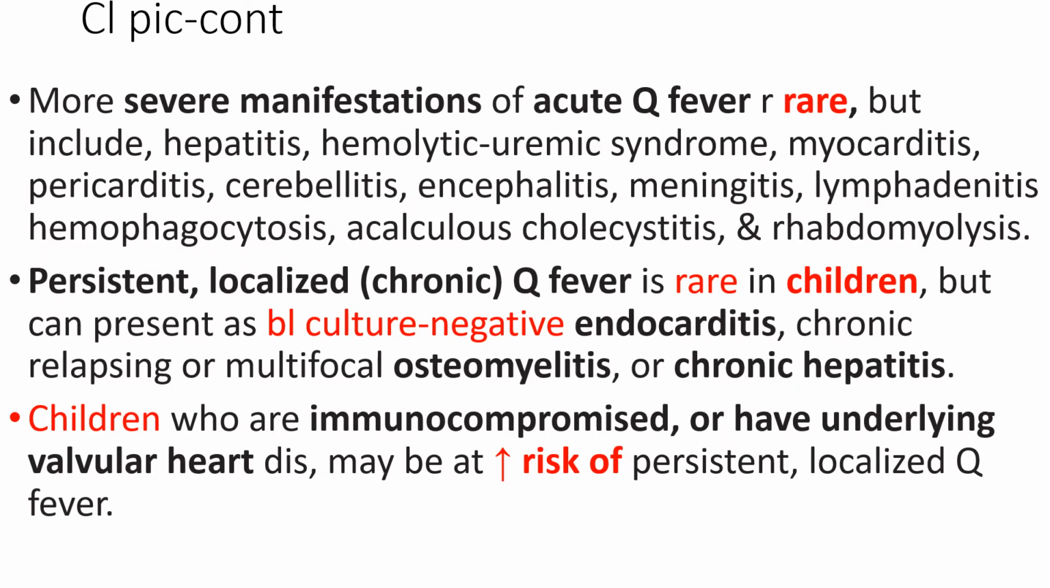Clinical picture continued. More severe manifestations of acute Q fever are rare but include a long list: hepatitis, hemolytic uremic syndrome, myocarditis, pericarditis, cerebellitis, encephalitis, meningitis, lymphadenitis, hemophagocytosis, acalculous cholecystitis, rhabdomyolysis.